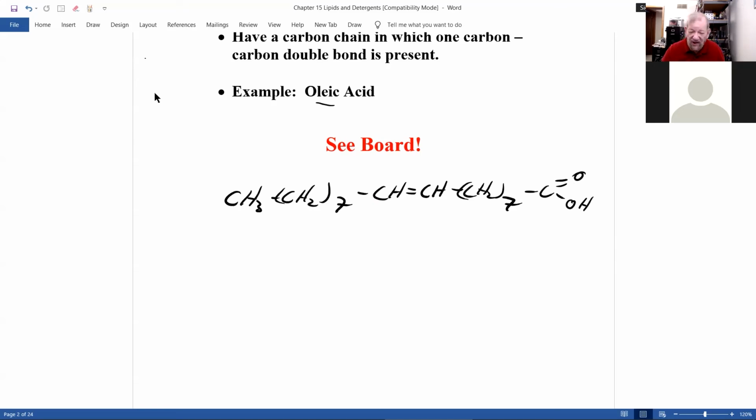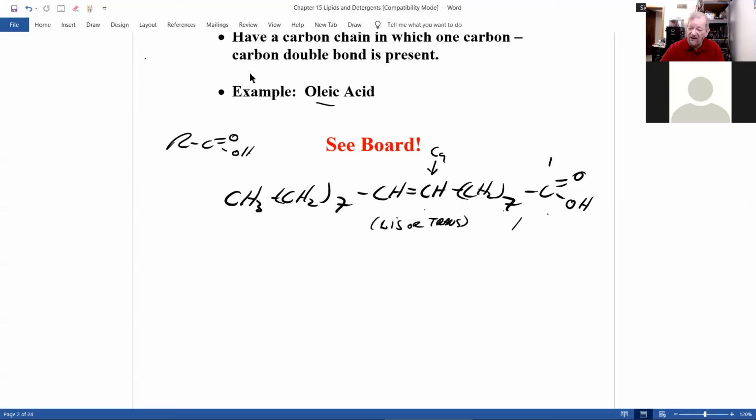And notice this also has 18 carbons. 8 plus 8 plus 2, 14. Let's see, 16 plus 2 is 18. And this is, remember, carboxylic acids are always number one. At carbon 9, and we call that C9, there's a double bond. Now, this double bond can be cis or trans, and I'll talk more about that in a while, if not today, then Wednesday.